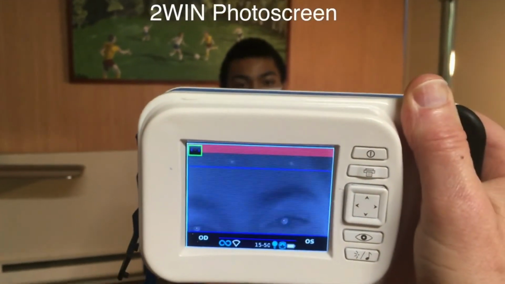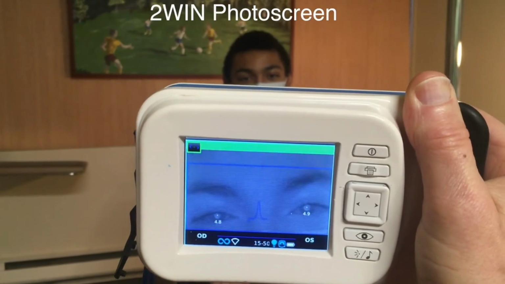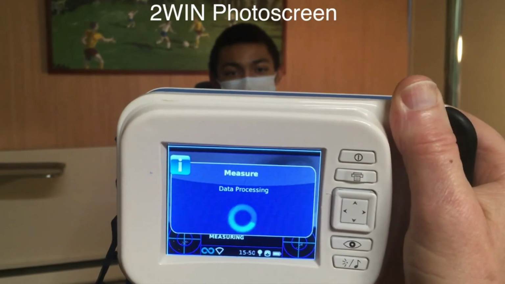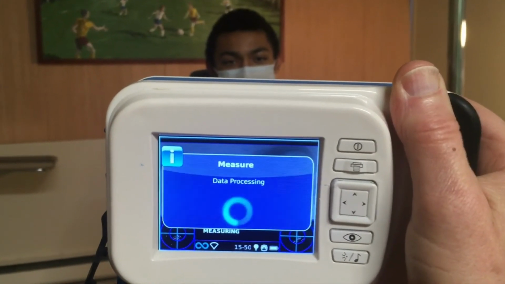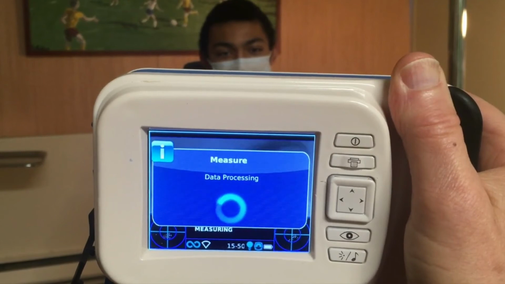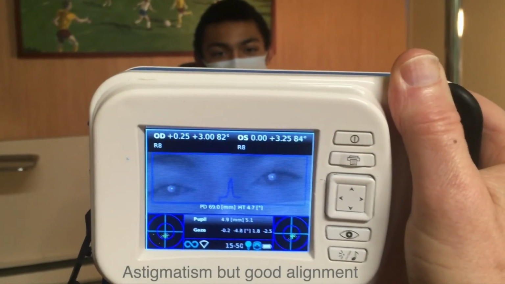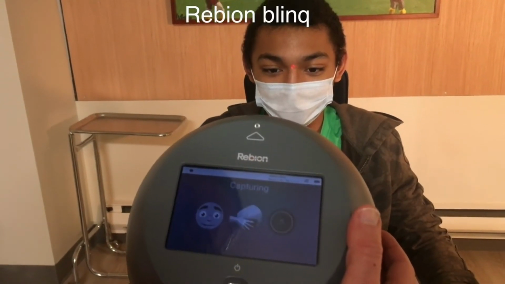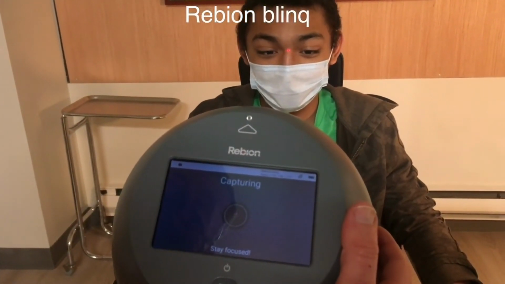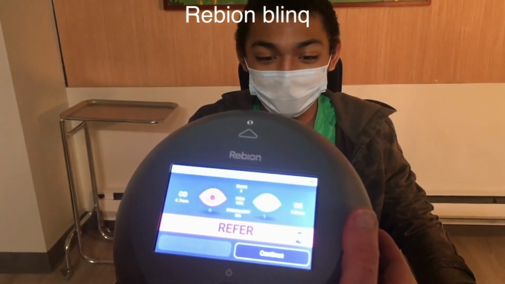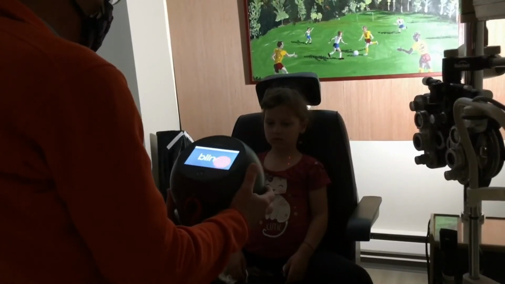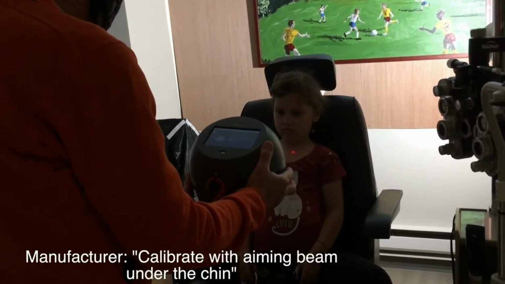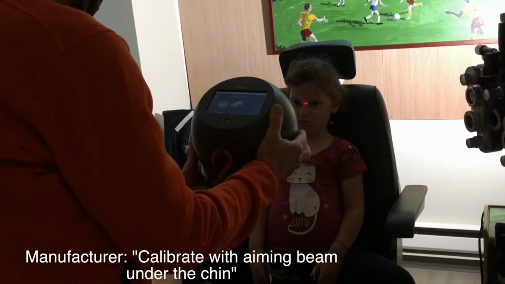The 2Win was able to determine refractive error and aspects of corneal reflex ocular alignment. The blinq, with COVID masking, was calibrated above the mask and then used to determine the level of foveal alignment by birefringence.